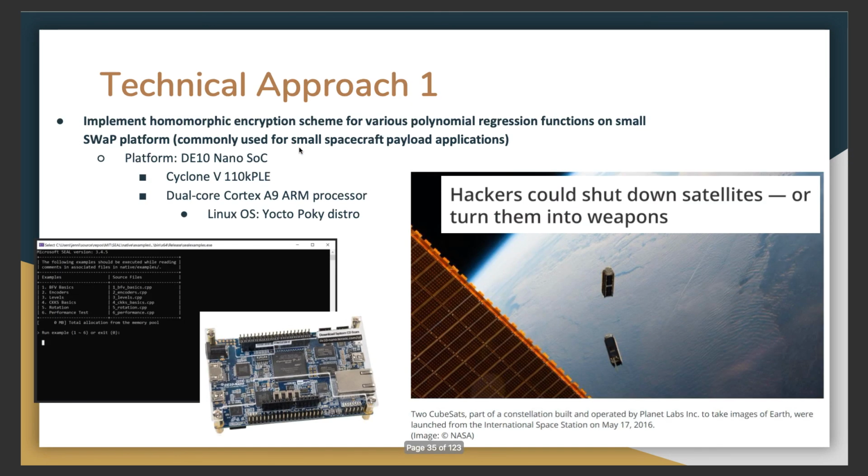Our technical approach was to implement this initially on a DE10-Nano SoC. It's an Intel product with a Cyclone V FPGA. It's also got a dual-core Cortex-A9 ARM processor. We attempted to implement the SEAL library examples on this board and found that we were woefully underpowered for this kind of board. We chose this initially because it's commonly used for CubeSats and other small satellite devices. So we thought, is this practical for this kind of device? As motivation, we're looking specifically at SpaceX's launch of the Starlink satellites and their vulnerabilities.